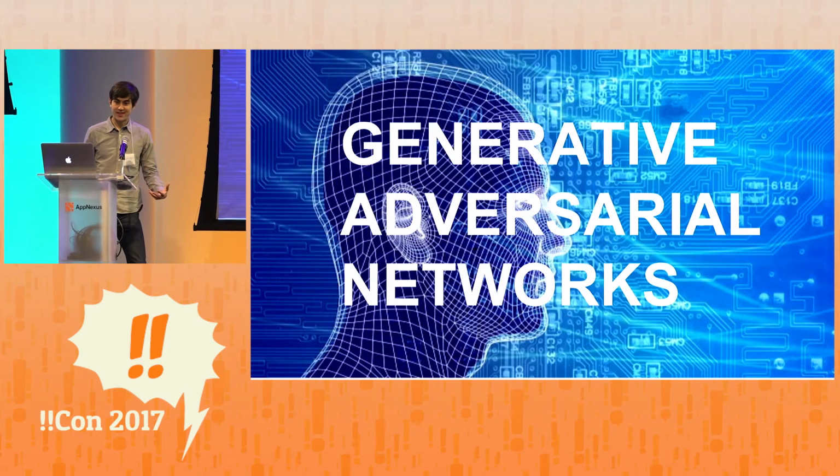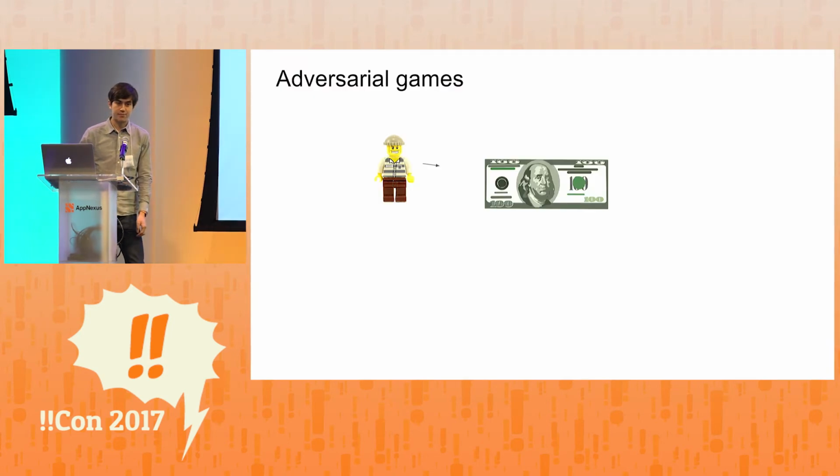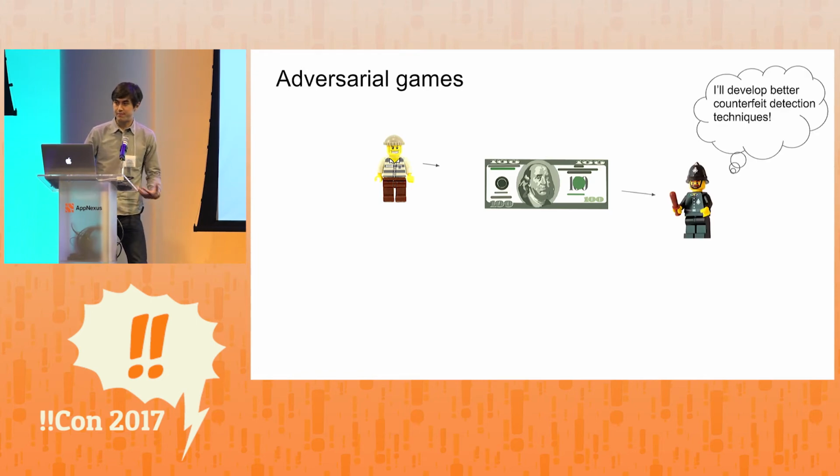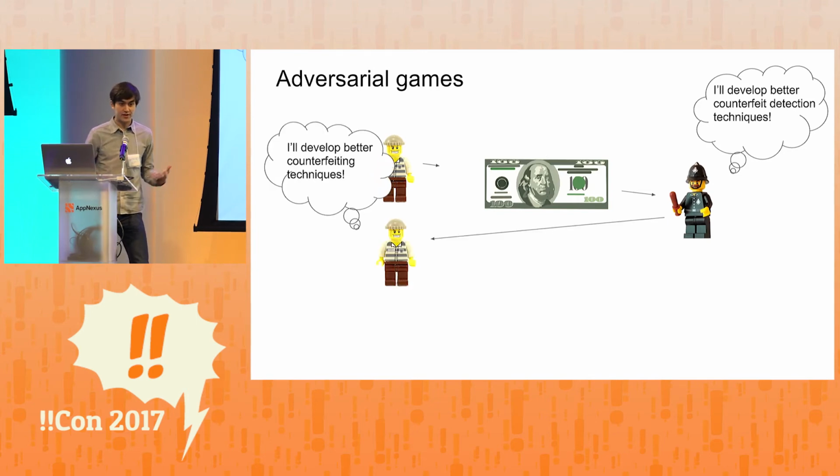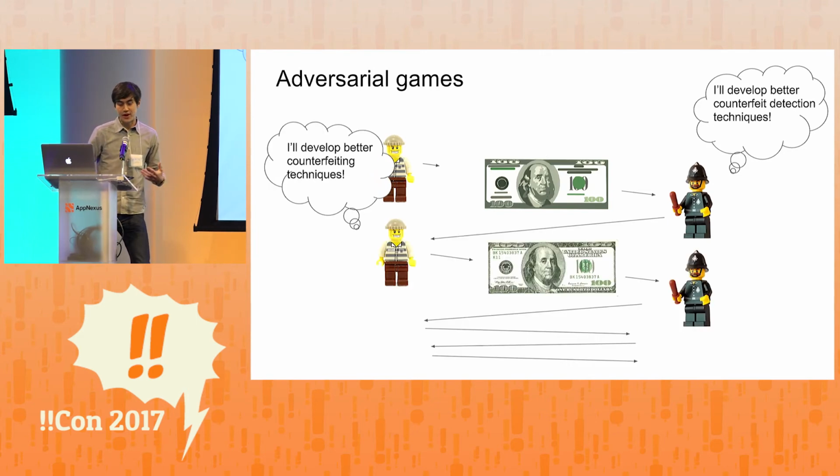So this is a cool idea that was invented in 2014 by a grad student named Ian Goodfellow. And it was inspired by adversarial games. So as an example of an adversarial game, you might imagine the example of people counterfeiting money. So the counterfeiters make some fake bills, and they look okay, and they work for a while. But eventually the police catch on, and they develop these better techniques for catching those counterfeit bills. But then the counterfeiters catch on to that, and they're going to develop some better counterfeit bills, and the police catch on to that, and so on and so on.